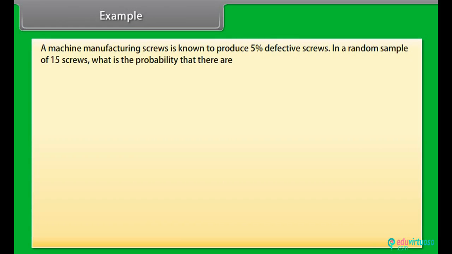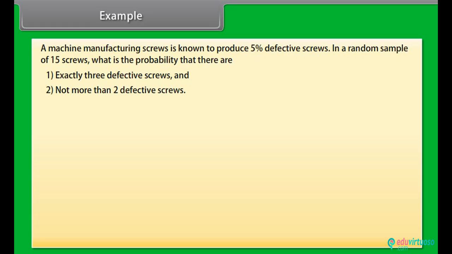Example. A machine manufacturing screws is known to produce 5% defective screws. In a random sample of 15 screws, what is the probability that there are 1. Exactly 3 defective screws and 2. Not more than 2 defective screws?